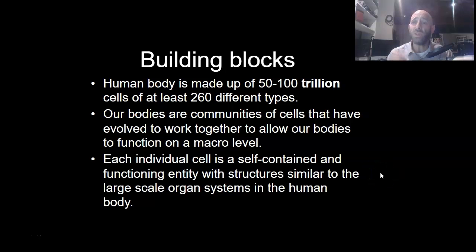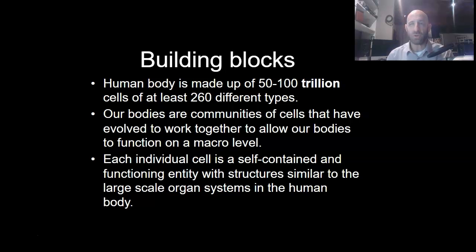But each individual cell is really its own self-contained structure which can function. This is a bizarre idea, but if I were to take any one of your cells out of your body right now, a skin cell, any cell, and I put it into a petri dish with something called nutrient agar, which is like food for the cells, and water, that cell will thrive. That cell will continue to live, and that cell will also possibly replicate.